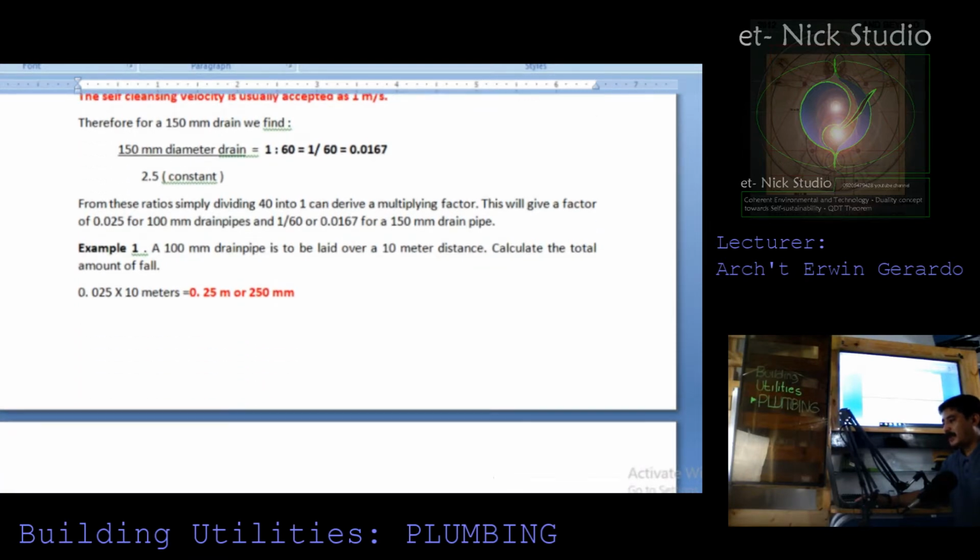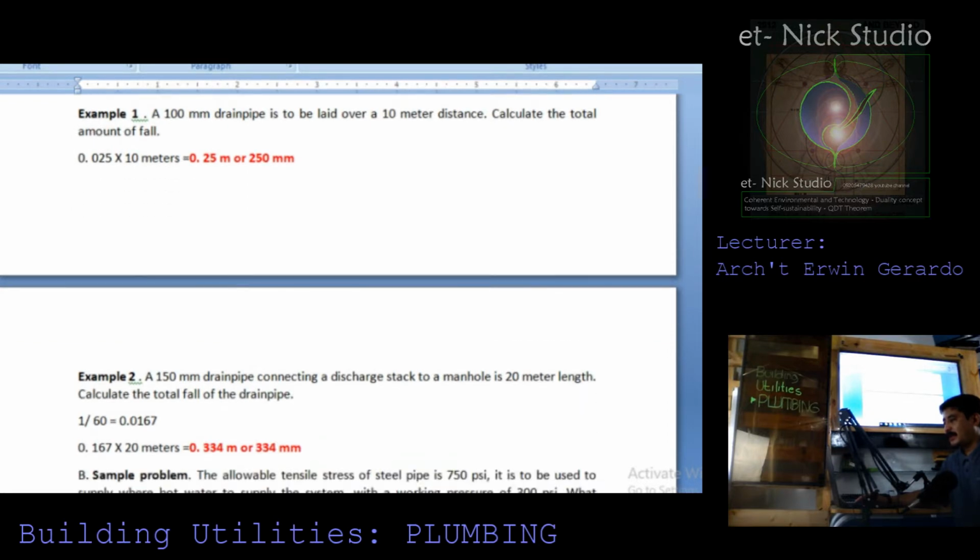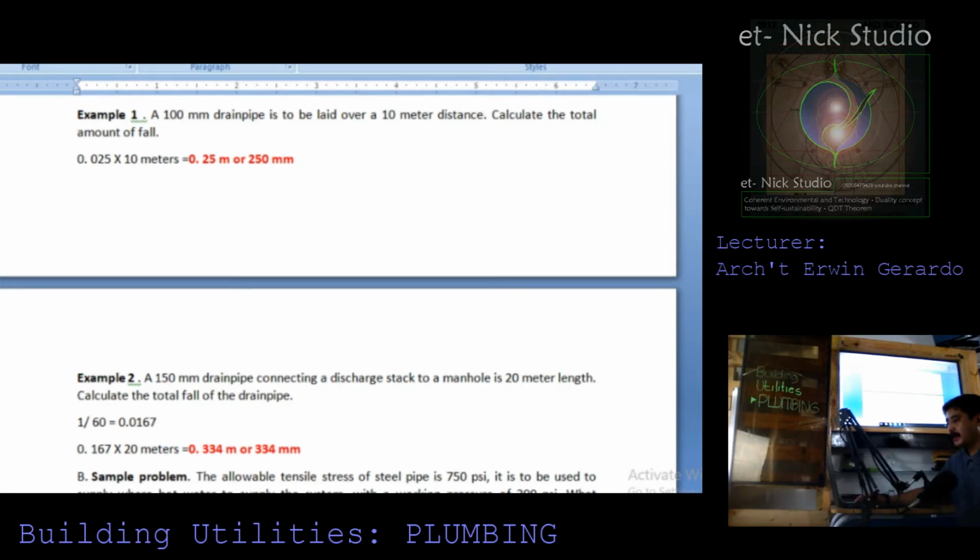Let us cite another example. A 100 millimeter drain pipe is to be laid over a 10 meter distance. You are required to calculate the total amount of fall. Using the multiplying factor, 0.025 times 10 meters is 0.25 meter, meaning this is the height of the pipe based on its gradient fall if it is 10 meters length.